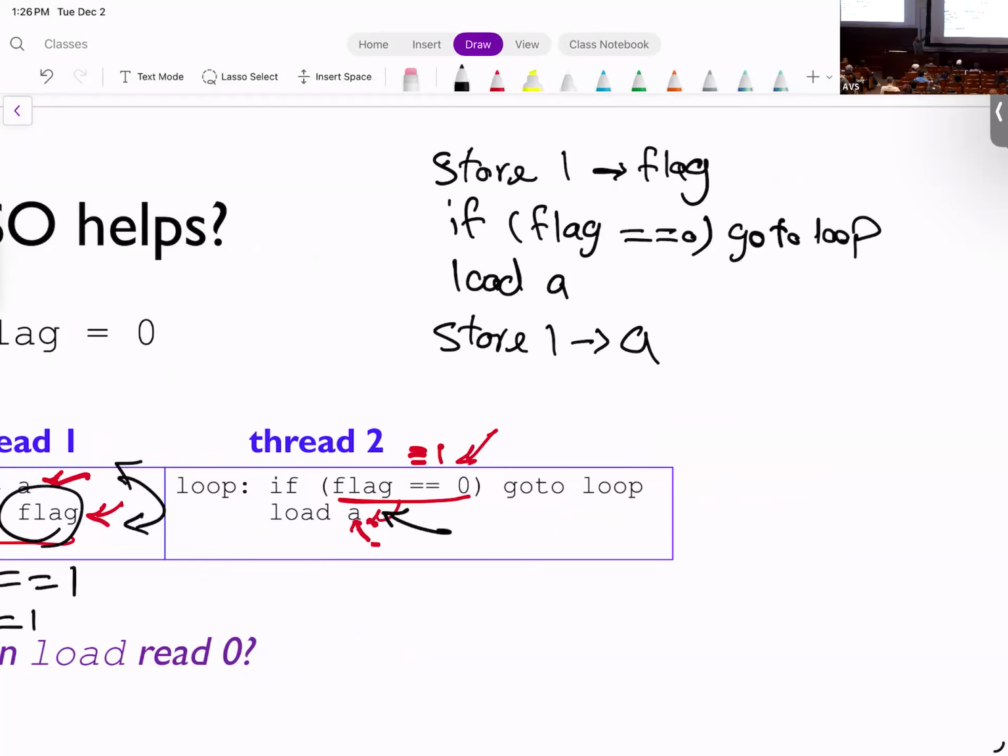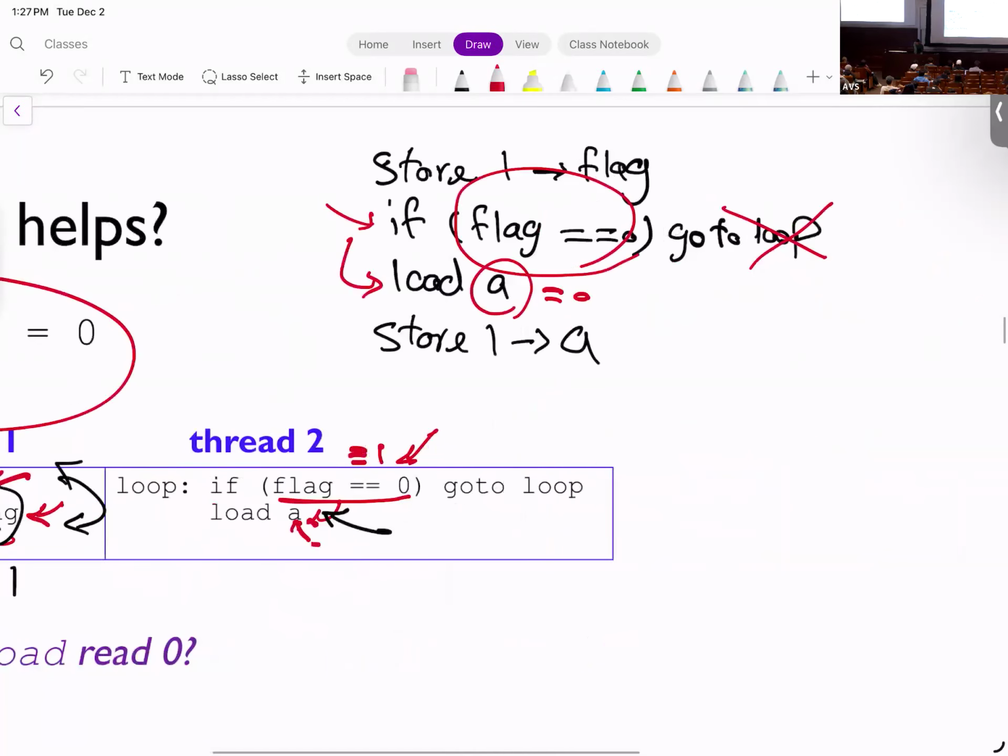So flag is first written to 1. That means that this condition is no longer met, which means that we're not going to go back to the loop. We're going to exit the loop. So we're going to execute this instruction. At this point, A is still 0. Initial value of A was 0. So we read 0 here, right? And then the store is happening. So this is a race condition, right? Now there is a race condition between these two. Whoever happens first, that's the value you're going to read. So you don't want this to happen.